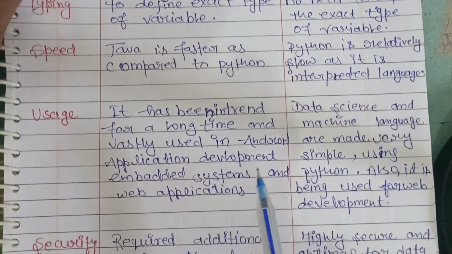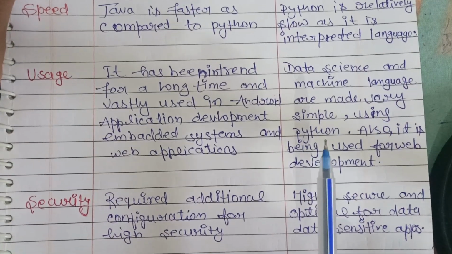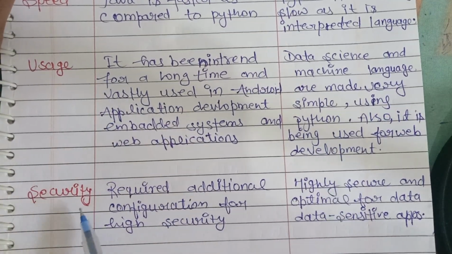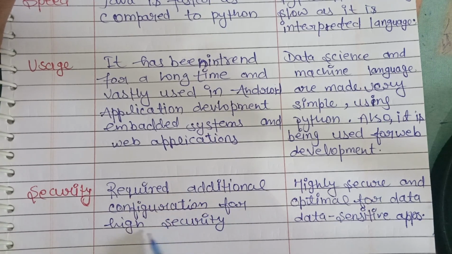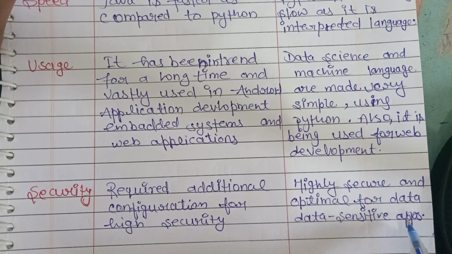And here the most valuable topic is security. The Java language requires additional configuration for high security, and the Python language is highly secure and optimal for data-sensitive apps.